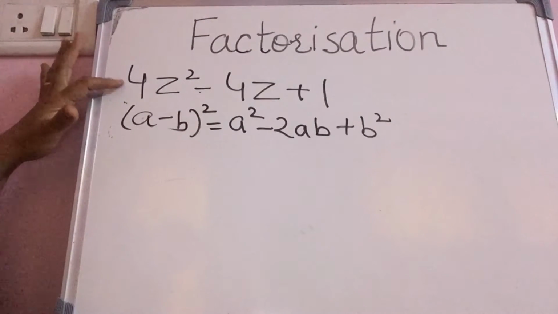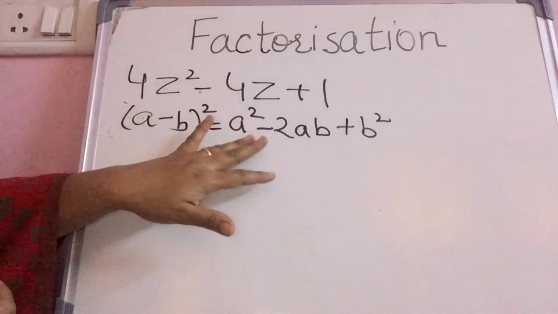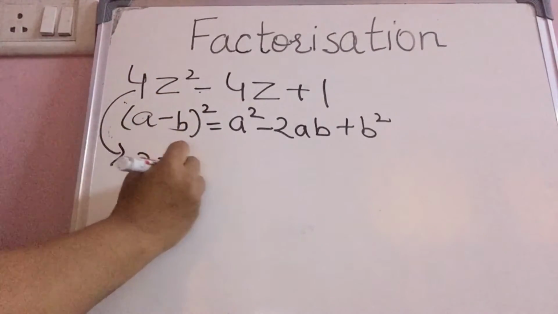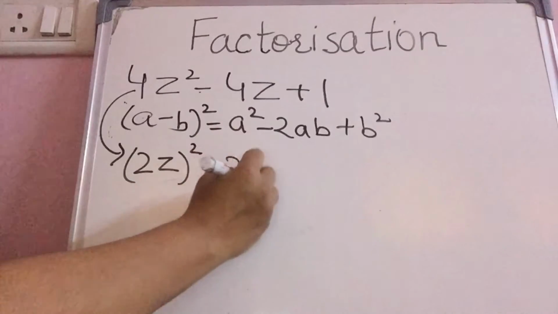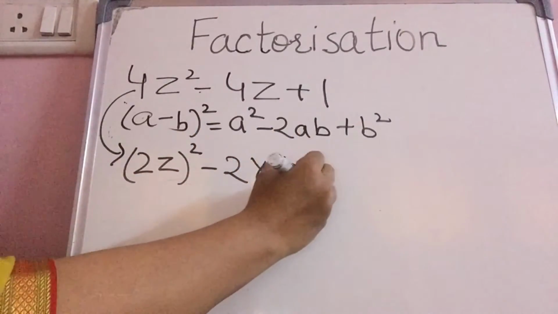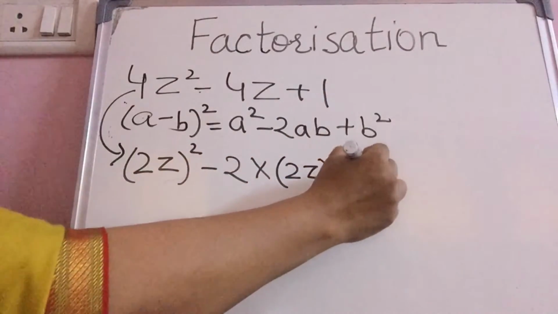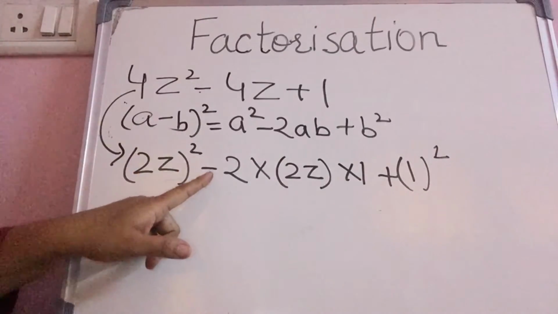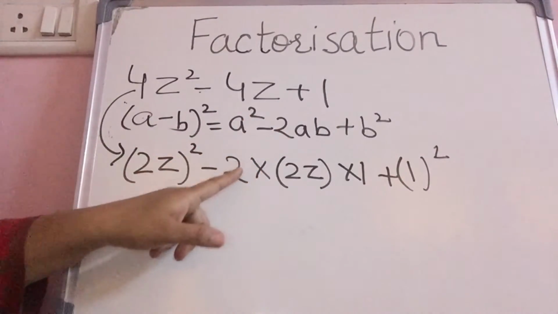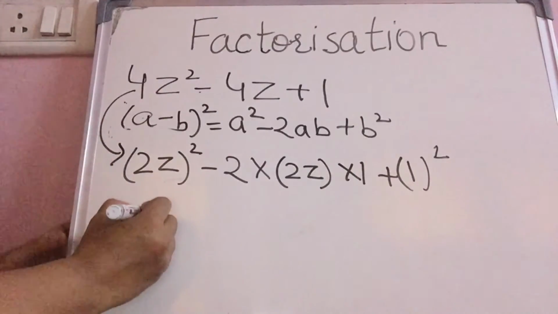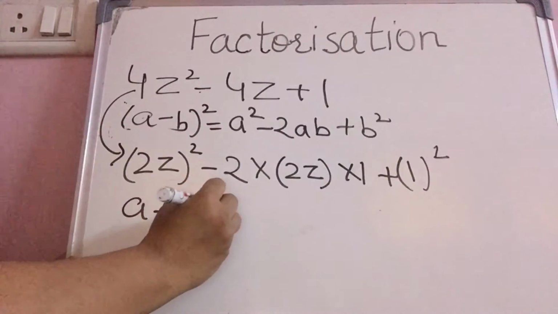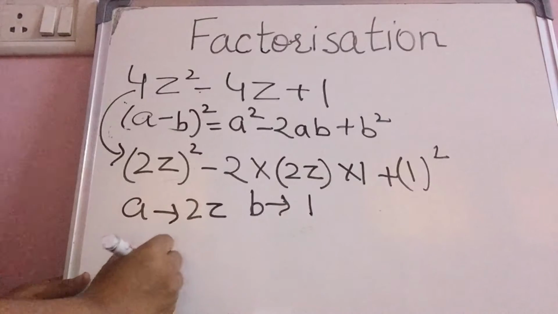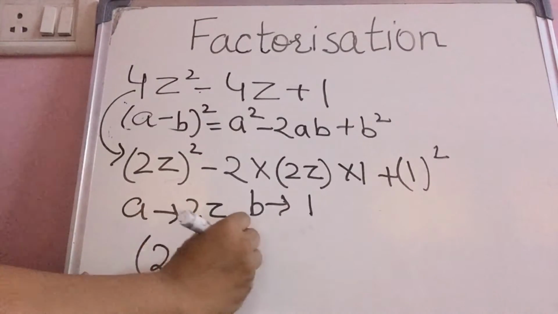So in this, if we compare this part with the right hand side of the identity, we can convert it like (2z) whole square minus 2 into, what is a? 2z into b, that is 1, plus 1 square, that is b square. Now converting this right hand side of the identity into the left hand side. What is a? If we compare, a is 2z and b is 1. So the answer will be (2z minus 1) whole square.